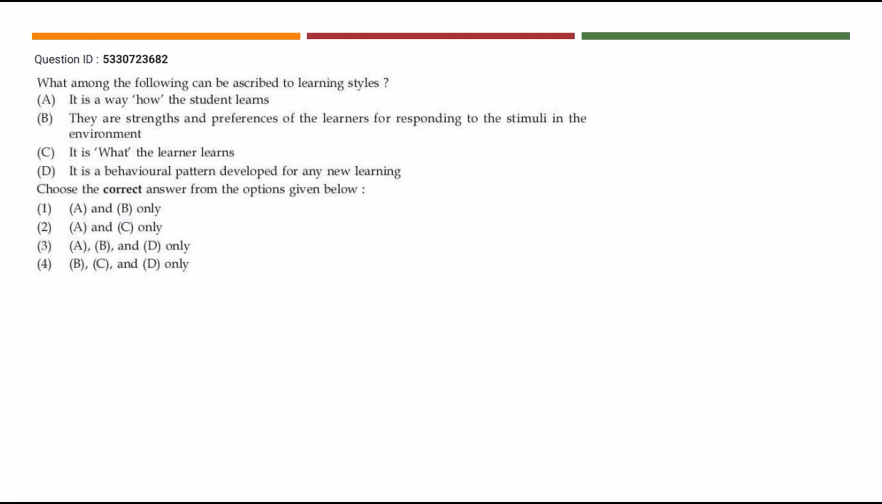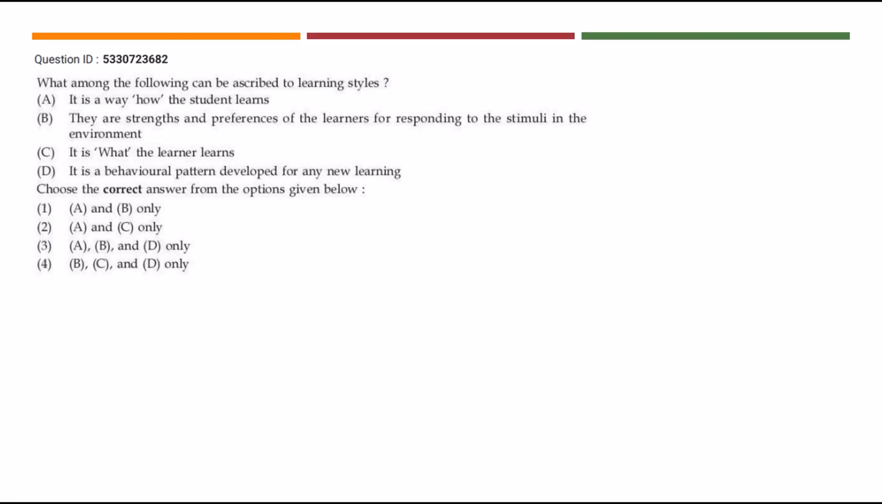Next question. What among the following can be ascribed to learning styles? What is ascribed? We can say something that is credited as learning style or something that is assigned as learning style. What are the statements that can be taken as learning styles? It is a way how the student learns. There are strengths and preferences of the learners for responding to the stimuli in the environment. What is actually stimuli? There will be some kind of trigger that will be enabling you to respond to it. It is what the learner learns. It is a behavioral pattern developed for any new learning.